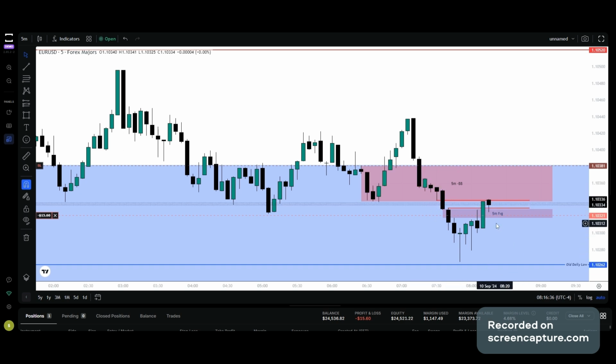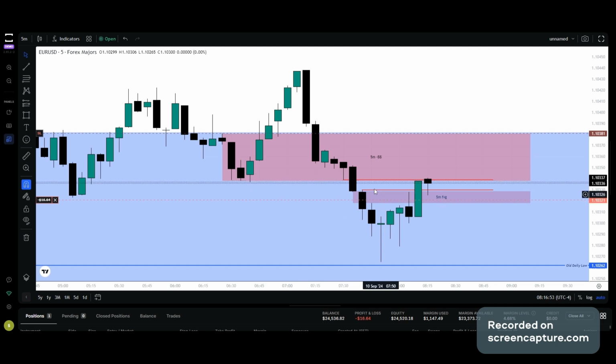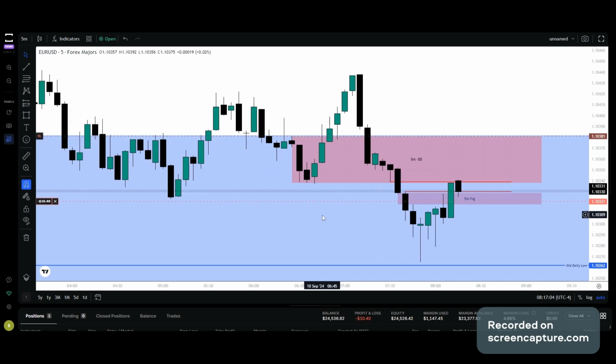So I don't want to see this 5-minute fair value gap start to invert. I like to see price run right through it. It's not the best sign right here. I like to see price go ahead and run through that level and keep the bodies respecting. Okay, so I like to see that there. Now I like to see a closure below this 5-minute fair value gap.